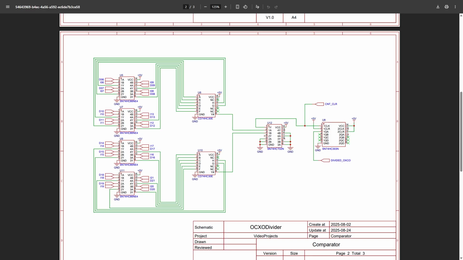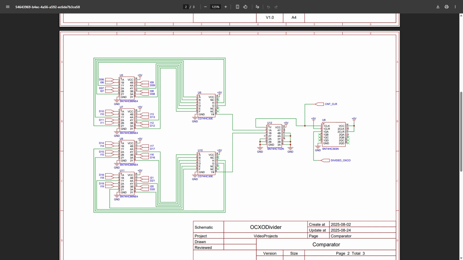Well, you may see on this schematic that I've connected the counter clear to the clock input of another counter. This may seem strange, but remember that inside the counter there were 4 T flip-flops, so what I'm doing here is using the top flip-flop as the final divided OCXO T flip-flop. It may seem a little overkill, but I don't have T flip-flops in the studio.